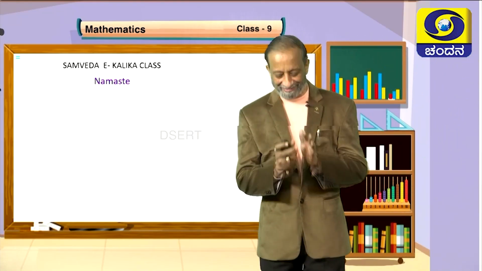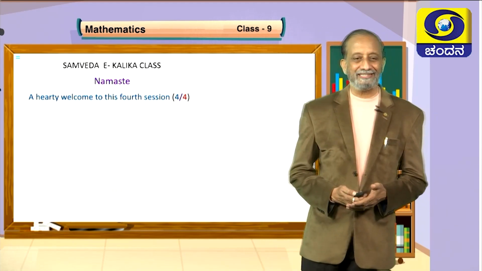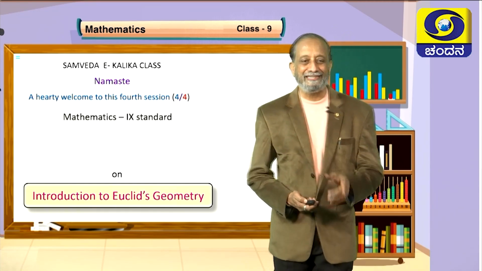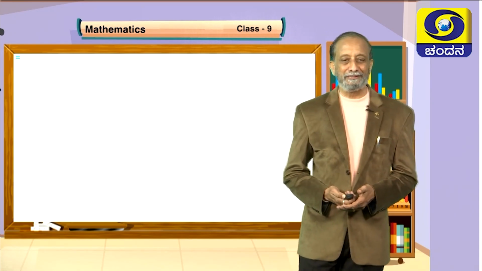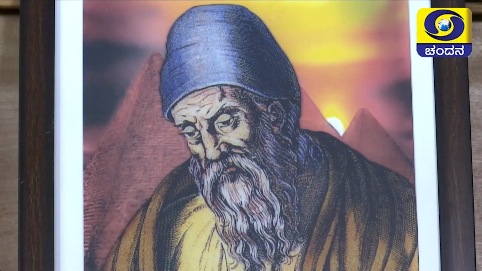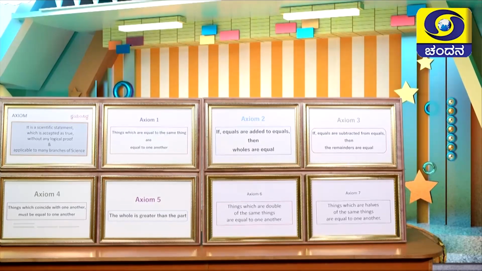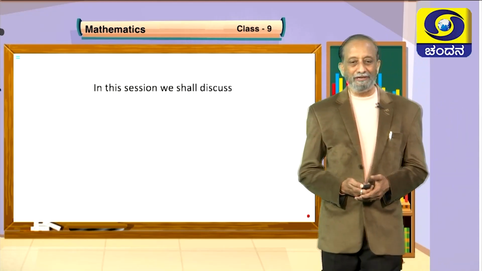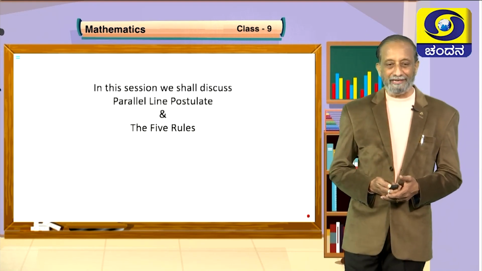Namaste children, namaste. A hearty welcome to this fourth and the last session on Introduction to Euclid's Geometry, Mathematics, 9th Standard, Geometry section, chapter number 2. In the previous 3 sessions, we have discussed about 7 definitions, 7 axioms and the first 4 geometrical postulates. In this session, we will discuss the parallel line postulate and the 5 rules.